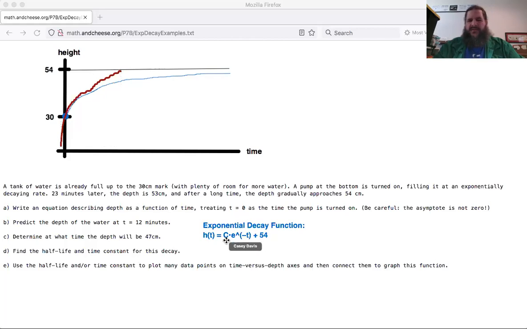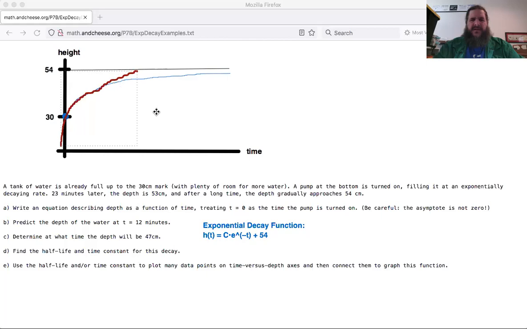And by the way, this multiplier, this times c, doesn't necessarily represent the initial conditions. It won't just be 30, but it can be found using the initial conditions. Before we find it though, what's one more modifier we could put in that would have the effect of stretching out how much time it takes to decay?